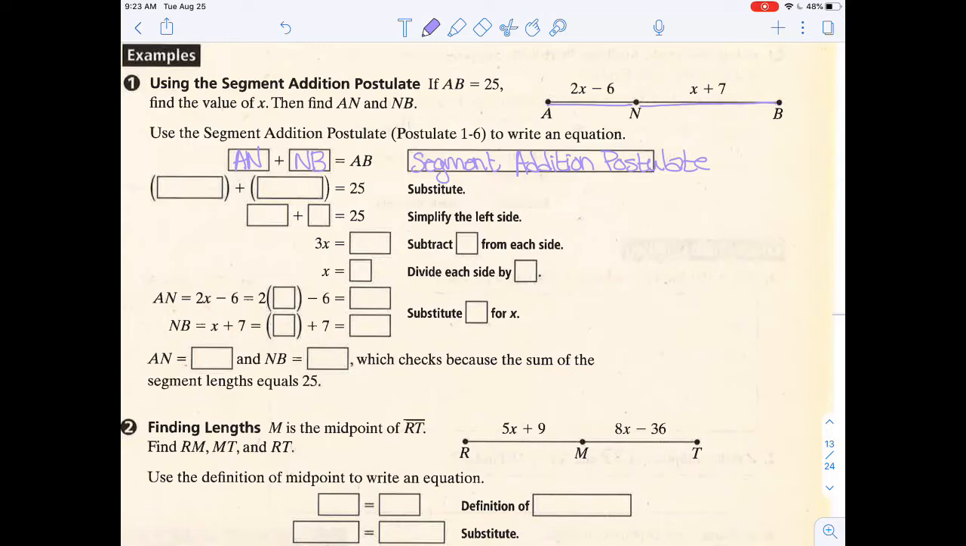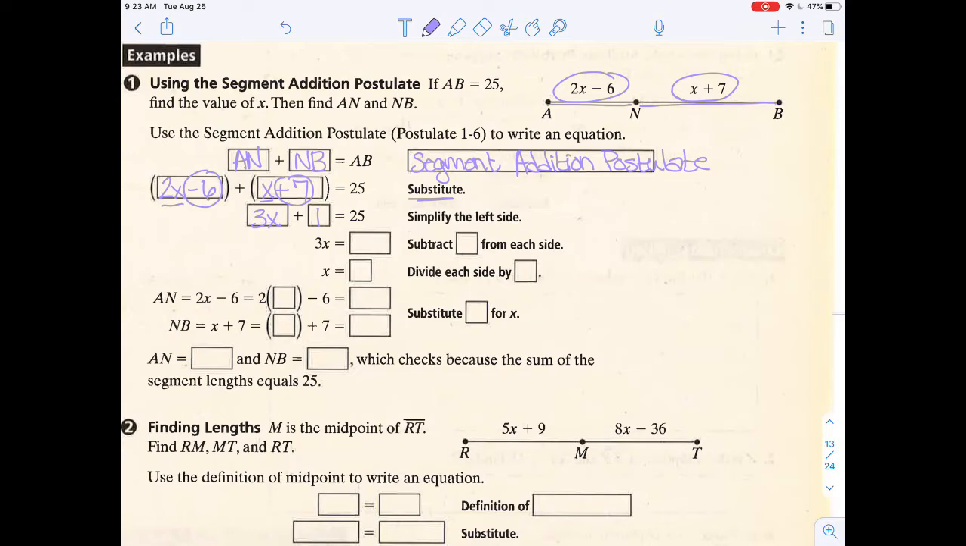Okay, so over here on the left side, we're going to solve the problem. On the right side, we're going to explain why we can do that. Well, we know that AN is 2x minus 6, and we know that NB is x plus 7. And that's because we can substitute in the things we know. All we did was substitute in these two pieces. Okay, then we're going to simplify. We can combine like terms. We've got 2x plus 1x is 3x, and negative 6 plus 7 would be 1.